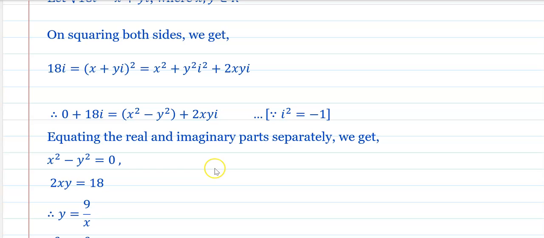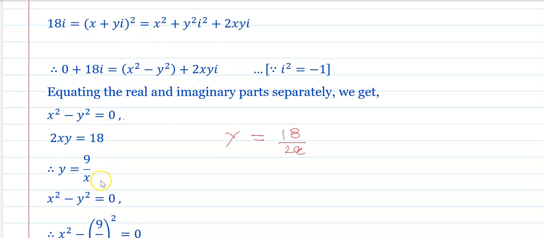Now equating the real and imaginary parts, x square minus y square is equal to 0. 18 is equal to 2xy. Okay, therefore y is equal to 18 upon 2x. If we divide it, how much do we get? y is equal to 18 upon 2x, and hence you are getting y is equal to 9 upon x.